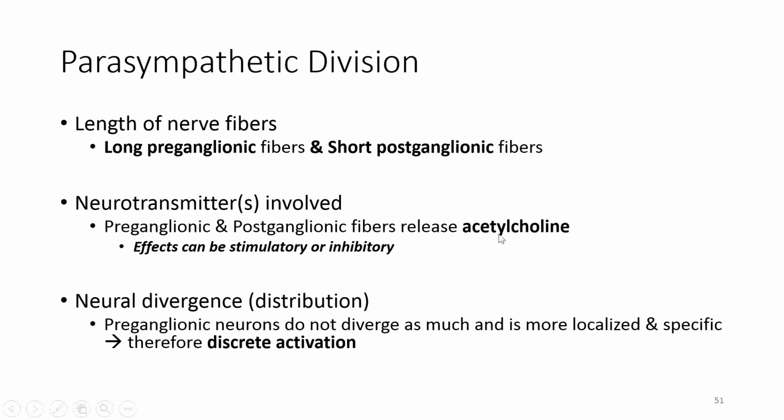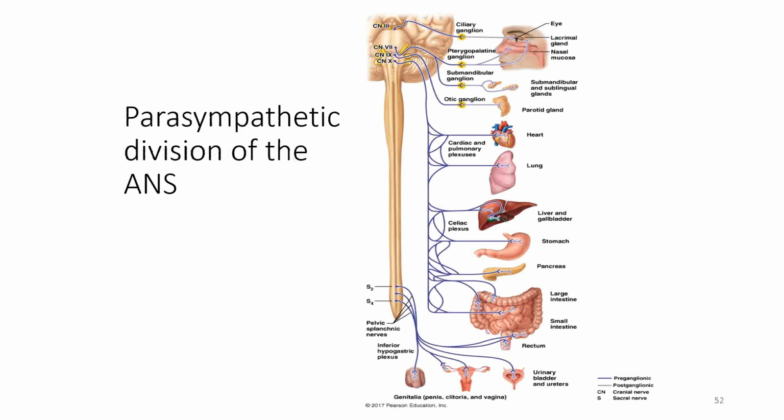Neurotransmitters include acetylcholine, which can be stimulatory or inhibitory. And then these will distribute or diverge not in the same way as the sympathetic nervous system. So these don't diverge as much, and the effect of these neurons is much more localized and specific. And so that's called discrete activation, so very specific.